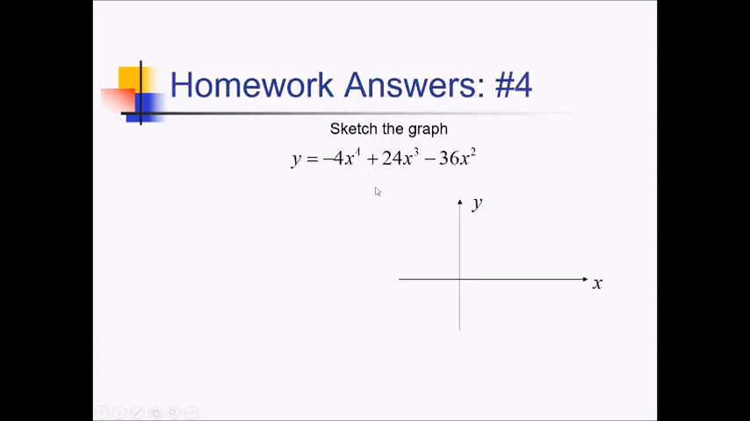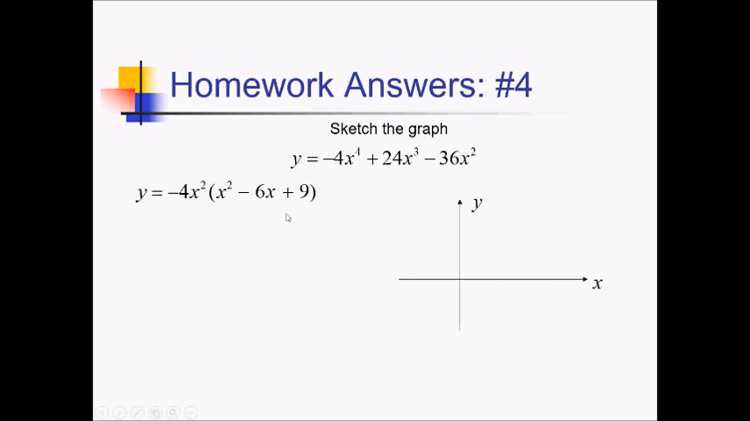To graph this polynomial in standard form, let's start by factoring so we can get the roots. It looks like we can take a -4 out of all of these, and also an x squared, because that's our lowest exponent. So -4x squared. That leaves us with positive x squared, and then this is going to be -6x. And then this last one, -36x squared divided by -4x squared, is just positive 9.